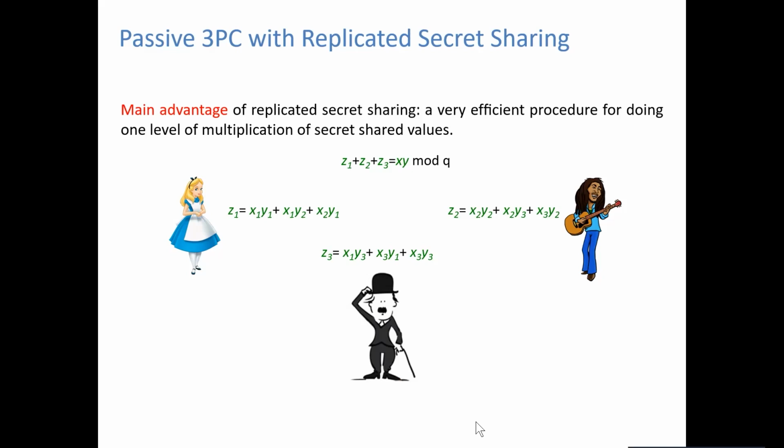Yes, it's clear, but then you have full threshold sharing. Then you have an additive secret sharing. Yes, okay, full threshold. But then how do you go back to the replicated?